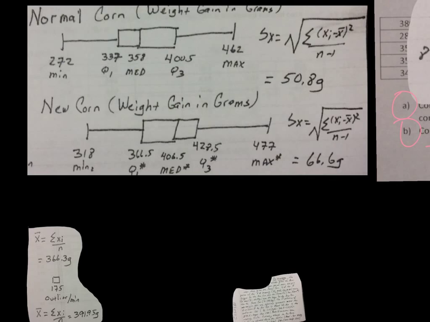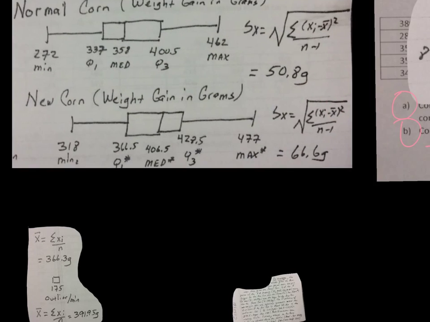Notice, make sure you label everything. All right. Label your 5-number summary. Now, your standard deviation is 50.8 on the normal corn, and it's 66.6 on the new corn. So we're kind of putting all of our data out there, all our eggs in the basket, so to speak. That's funny. All right, so now I'm going to delete all that.